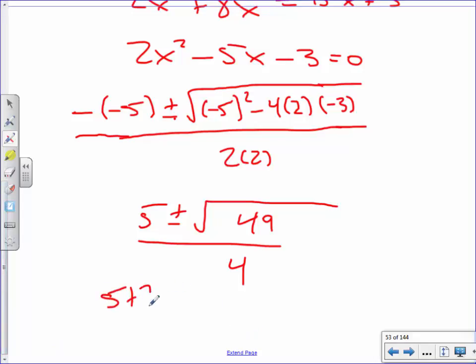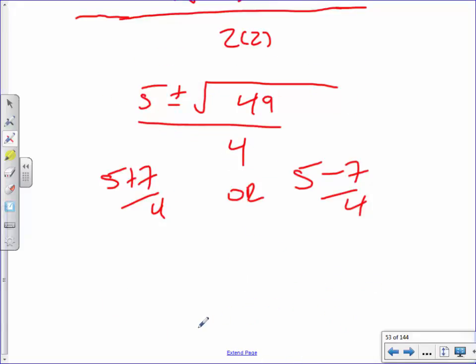This is 5 plus 7 over 4, or it's 5 minus 7 over 4. 7, because that's what the square root of 49 is. So 5 and 7 is 12, divided by 4, 3. 5 minus 7, negative 2, divided by 4, negative a half. Does that make sense? Are we done?